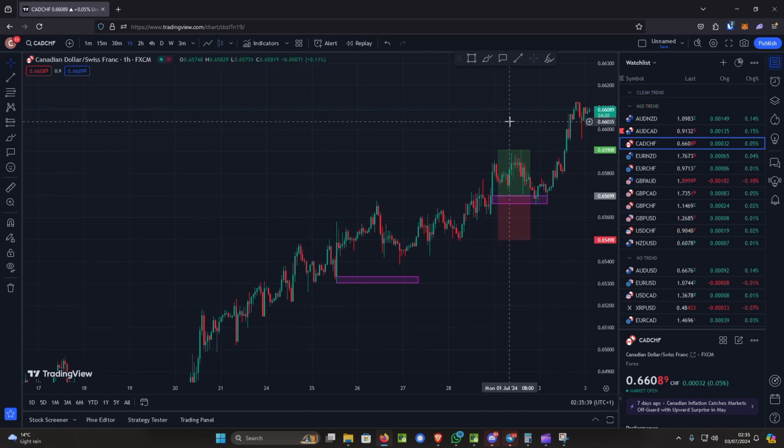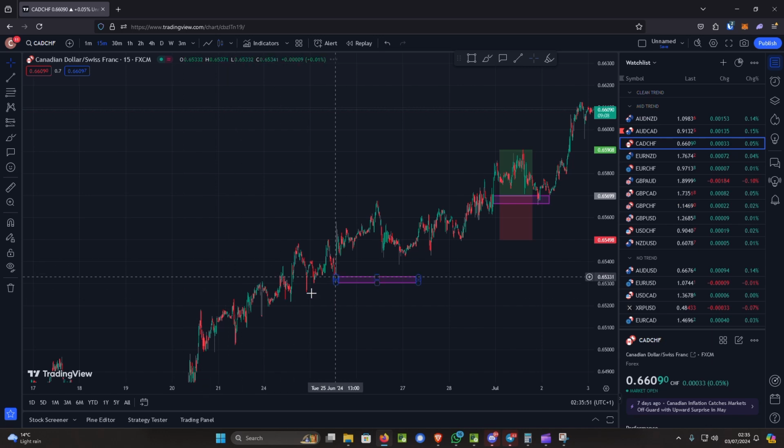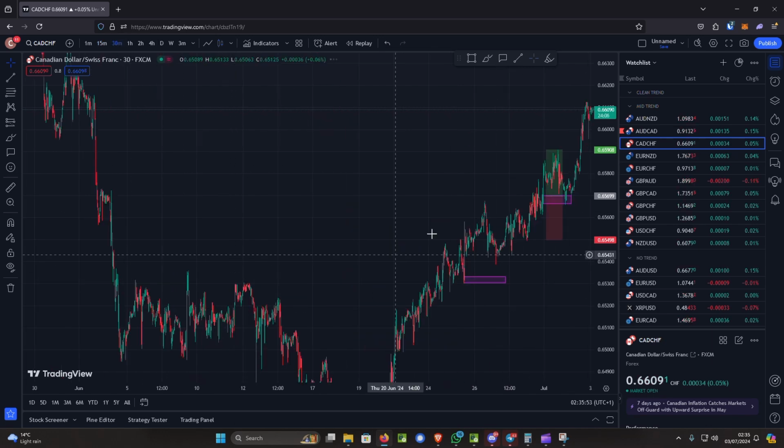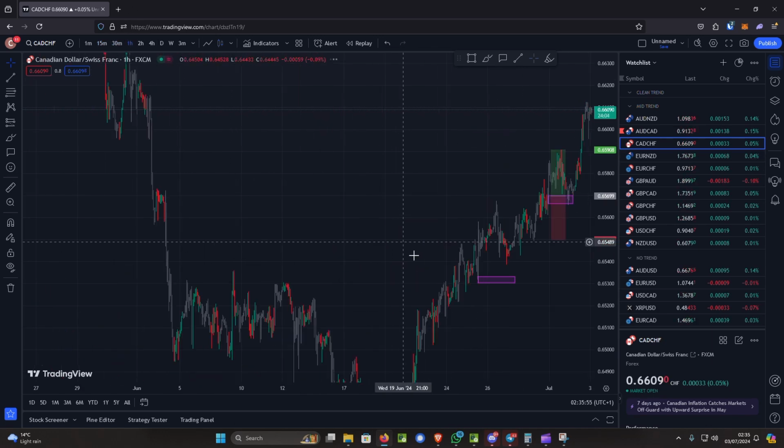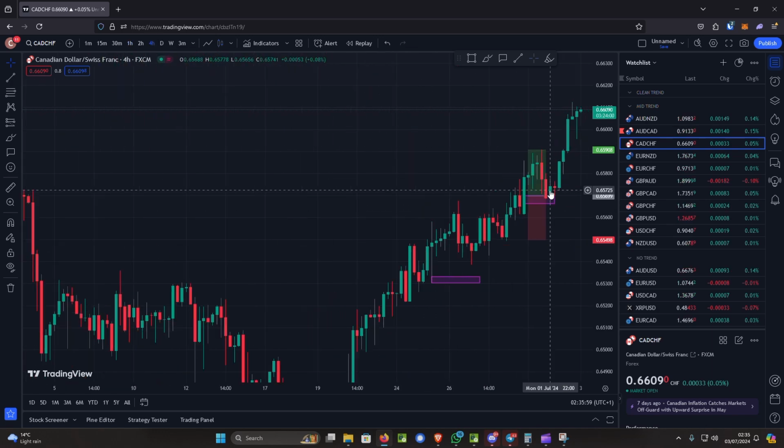What I do is I confirm that the trend is the same on the time frame where I spot the setup and the time frame above. Currently the setup is a 15-minute trend. So the 15-minute is an uptrend, the 30-minute is on an uptrend, the 1 hour is on an uptrend. We just want to double check as well, the 4 hour is on an uptrend.